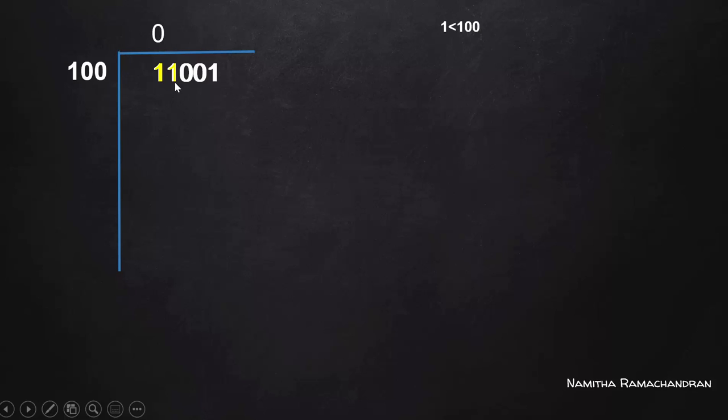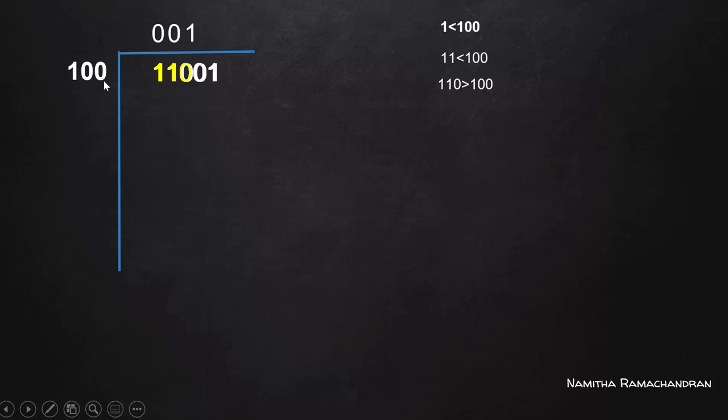So it forms 11. 11 means 3 in decimal. 3 is less than 4. So put a 0 here and combine the next 0 also with this 11. So it forms 110. 110 in decimal is actually 6. Right? The 6 is actually greater than our 100. 100 means 4. So 6 is greater than 4. We can divide. So put 1 here.